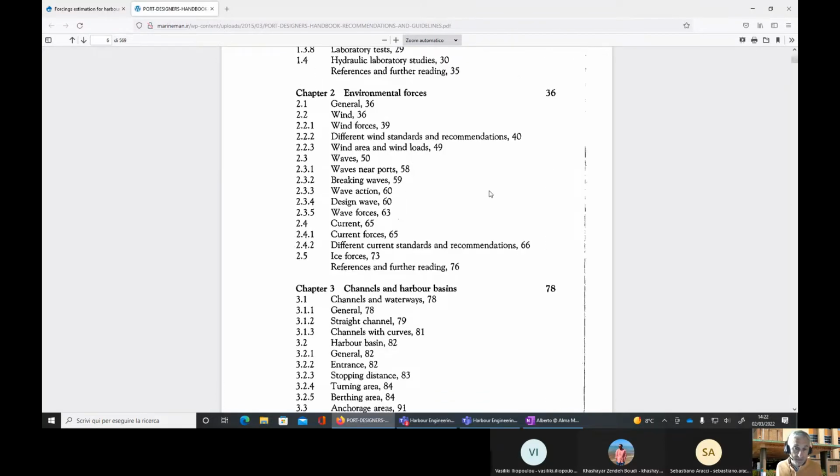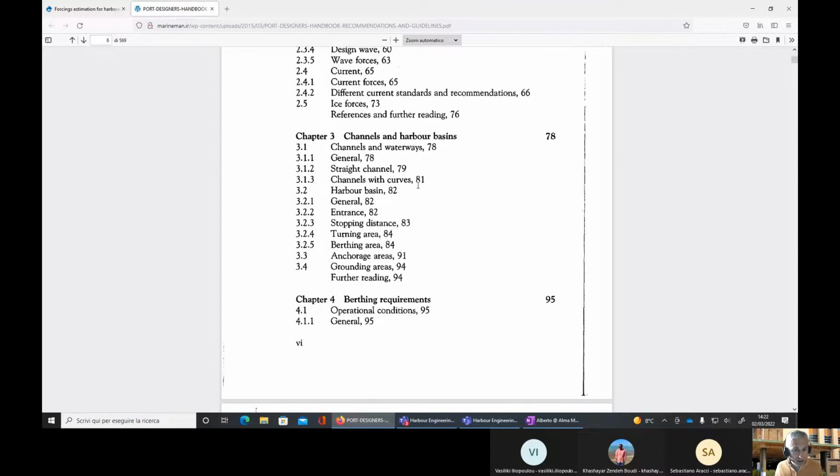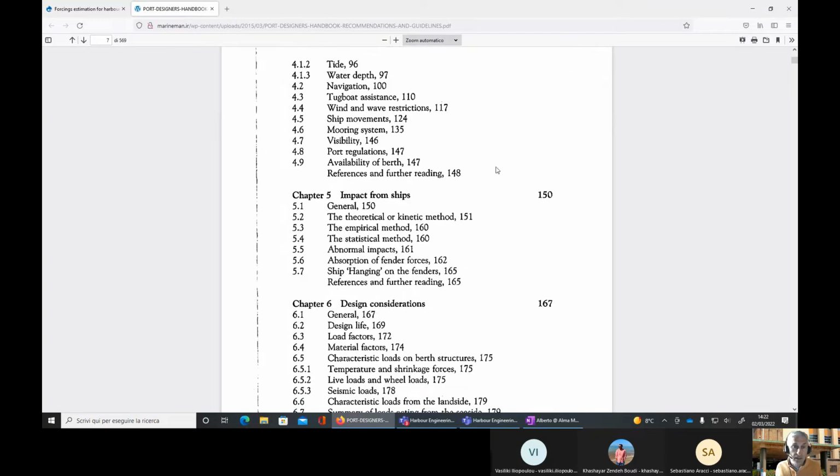And as I said, I made some changes because I like also to take some different sources to refer to different sources of information, and therefore if you compare what is in the handbook with what is in my website, you may find some differences. And then you see there is another chapter on berthing requirements, and then impact from ships. We don't discuss this, but actually it is an important forcing that may act over a berth.